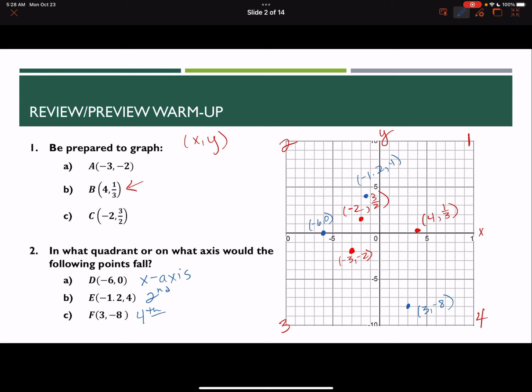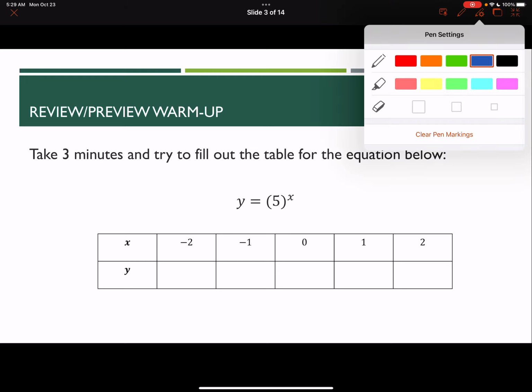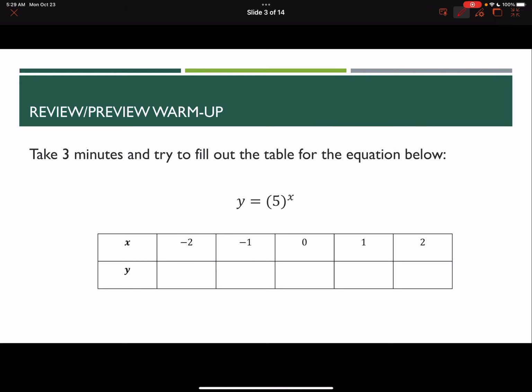All right, so now that we know how to plot these points and think about what quadrants they're in, let's take a minute and plug in some x values into this equation and solve for y. If you want to try this on your own, now's a great time to pause this video, and then when you unpause, you can check your answers. Or if you want to go through it with me, I'm going to go through each one of these.